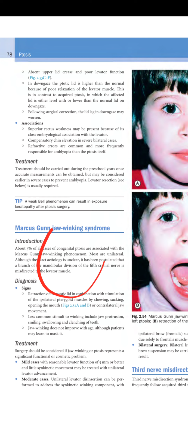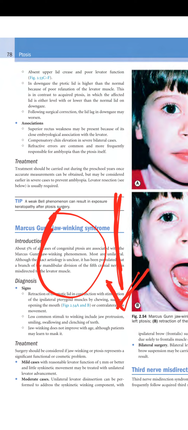So one thing is that there will be lid lag in case of congenital ptosis. What is that? Basically, in acquired ptosis, when you ask the patient to look down, the ptosis worsens in the down gaze. But in case of congenital ptosis, when you ask the patient to look down, the lid remains at the same position because of the inability of the levator muscle to relax. So there is a lid lag, and after the surgical correction it may worsen.